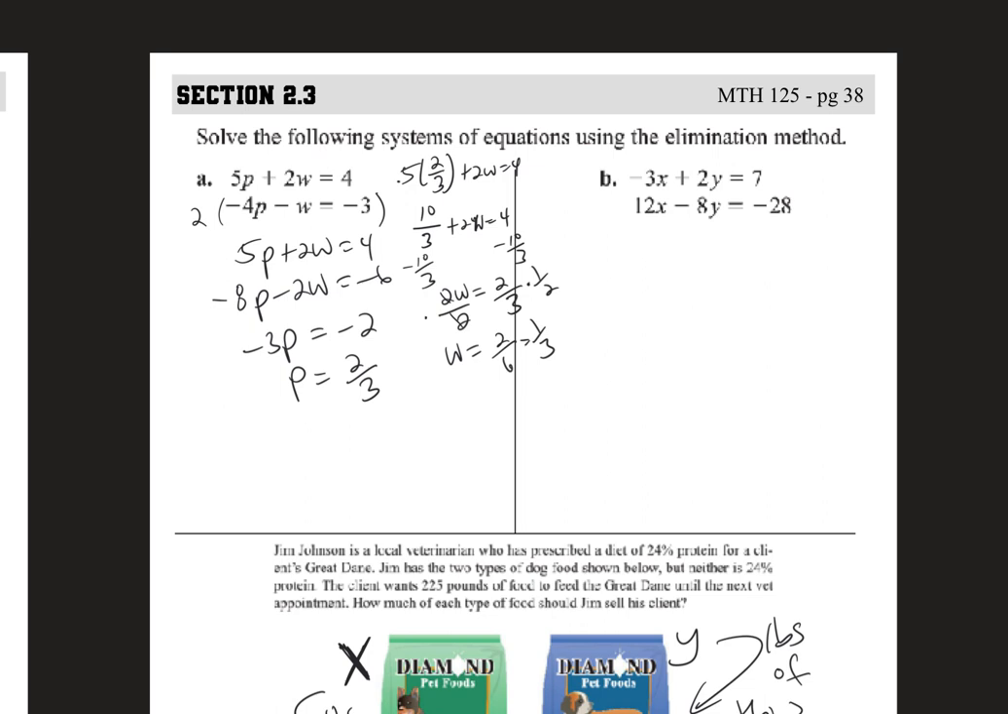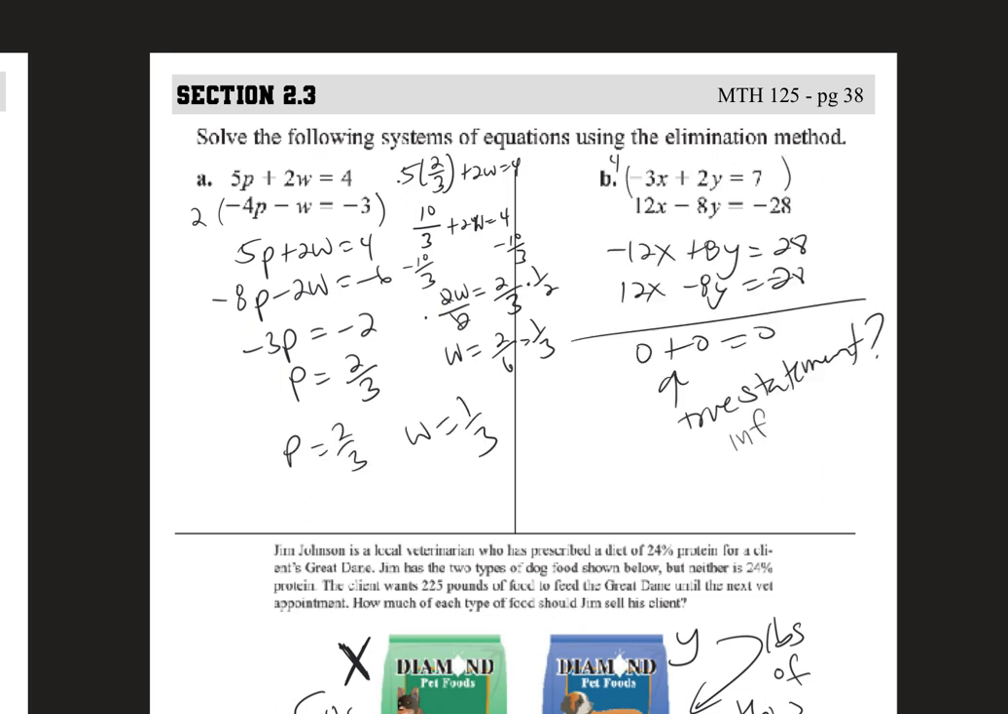A was a little challenging because everything was a fraction, but, you know, got through it. B is interesting because once you try to set up a situation where you are canceling out x's or y's, you end up canceling out everything. So you end up with 0 plus 0 equals 0, and you have to ask yourself if this is a true statement. If this is a true statement, then we would say this has infinitely many solutions, because no matter what we plug in for x and y, it's going to end up just being true.